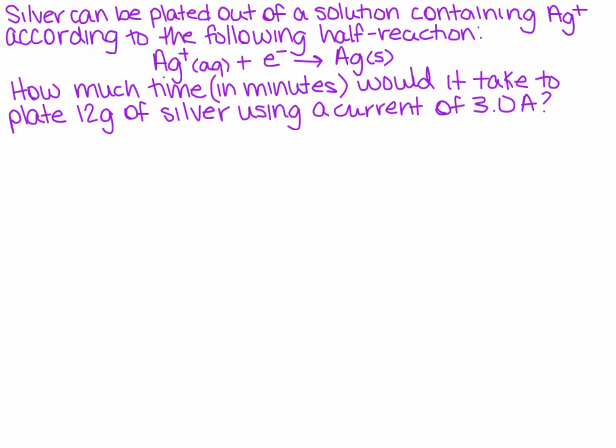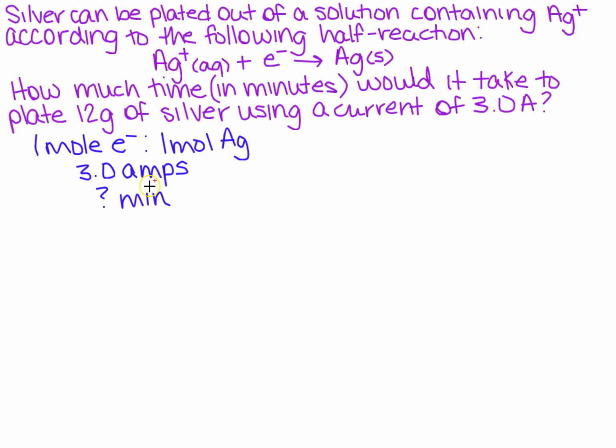So I want to write down what I know. That's going to help me to do all of my conversions. So what do I know? I know that for every mole of electrons, I have 1 mole of silver. I also know that it's at 3.0 amps. And I'm looking for minutes. So what's the first thing that we want to do?